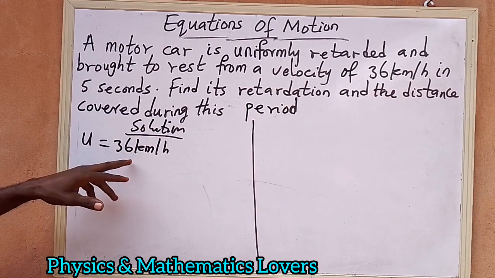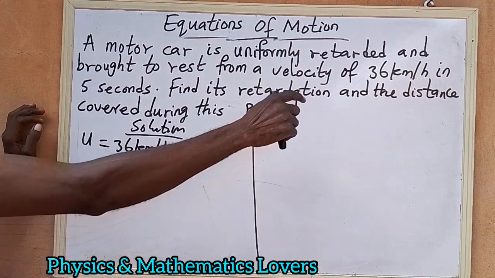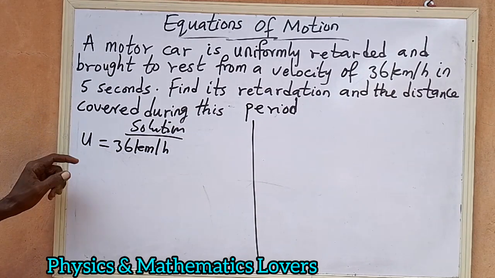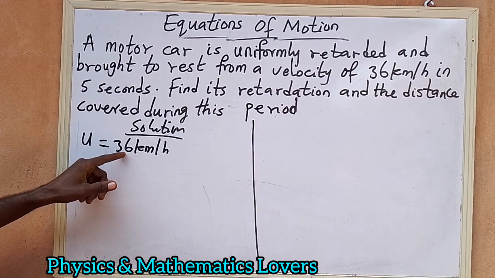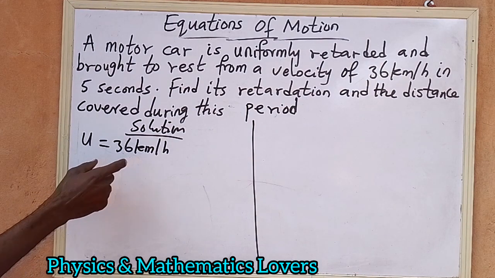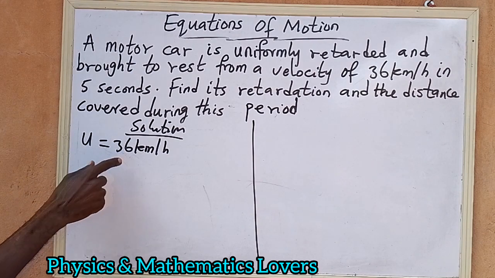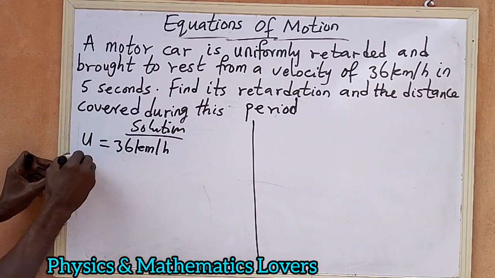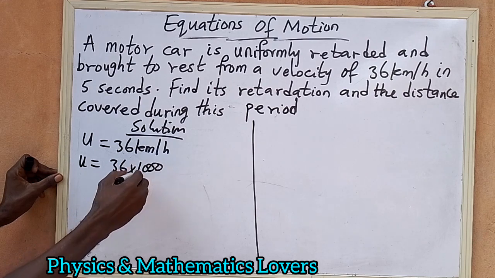Now before I make use of this, I have to look at the time. The time is having the standard unit, while this one is not having the SI unit. So I have to convert this 36 km/h to meter per second. We know that in our conversion, 1,000 meters makes 1 kilometer. So for me to get my u in meter per second, I will have to multiply this times 1,000. Then all over.